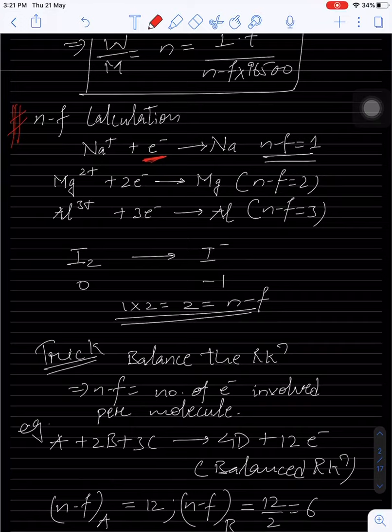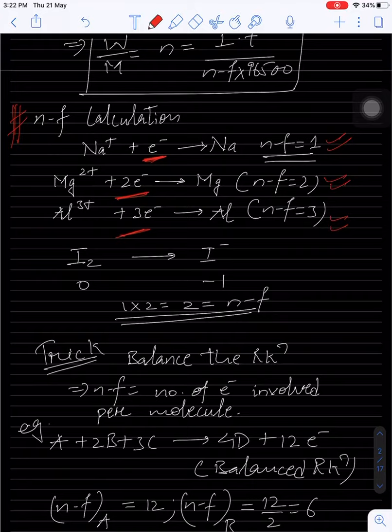So in this equation where Na+ is getting 1 electron becoming sodium, N factor equals 1. Obviously here it is getting 2 electrons, so N factor is equal to 2. Here it is getting 3 electrons. So N factor is the number of moles of electrons gained or lost per mole of the salt or per mole of the species.